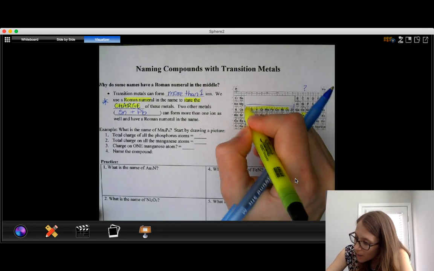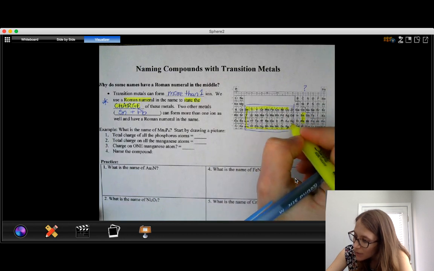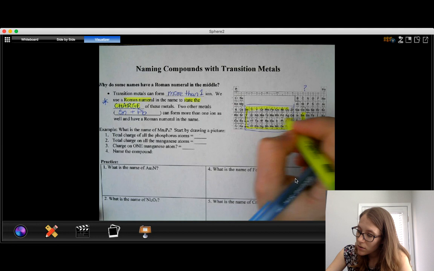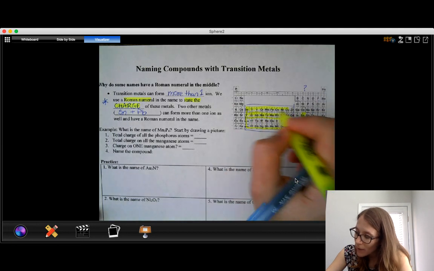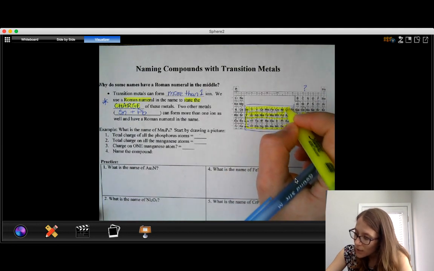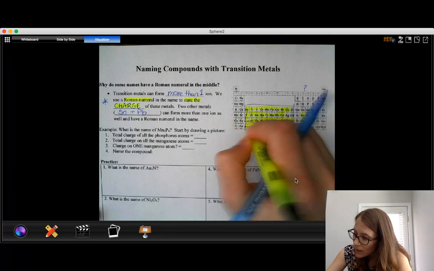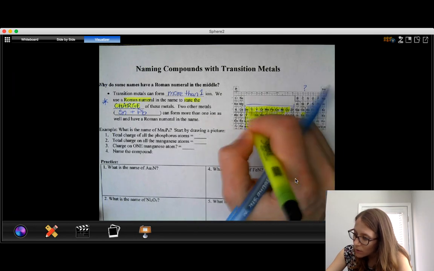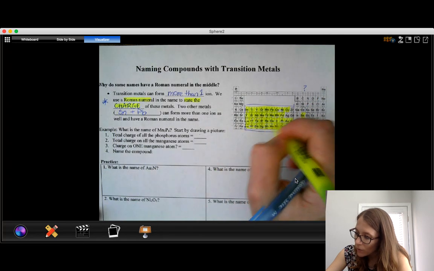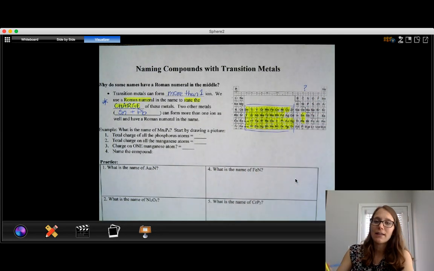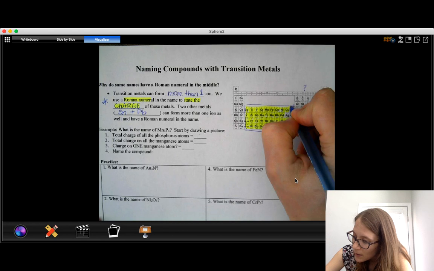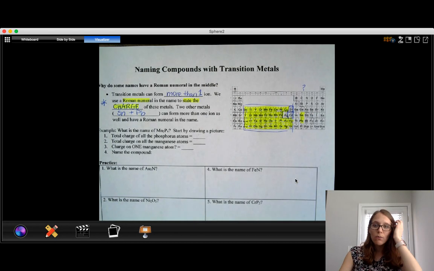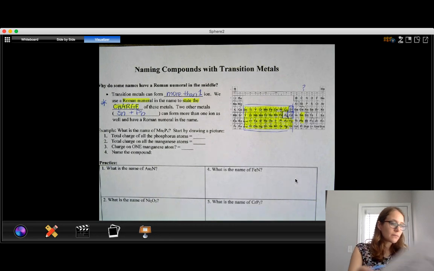There are a couple of transition metals, just as a note here, that don't have Roman numerals, so you might come across those. So I'm just going to highlight all the ones that would need Roman numerals on here. And there are 3 that don't. There are 3 transition metals that only ever form one charge, and that's zinc, silver, and cadmium. So these 3 technically don't need Roman numerals in their name.